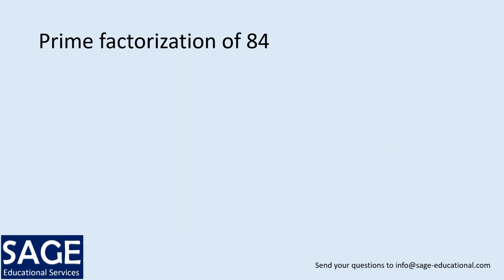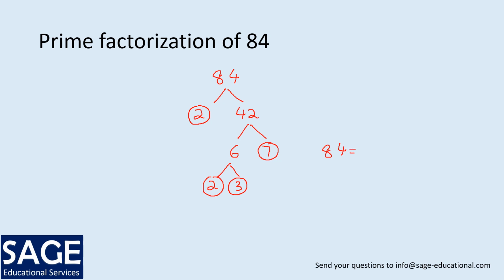Let's see if we can do the prime factorization for 84. So 84 is 2 times 42. And then this 2 is a prime number. And then 42 is 6 times 7. Oh, 7 is a prime number. And then 6 is 2 times 3, where both 2 and 3 are prime numbers. So we can just put circles around the 2 and the 3. So now I can write 84 as a multiplication of prime numbers. I can say 84 is 2 squared times 3 times 7. So there's my prime factorization for 84.